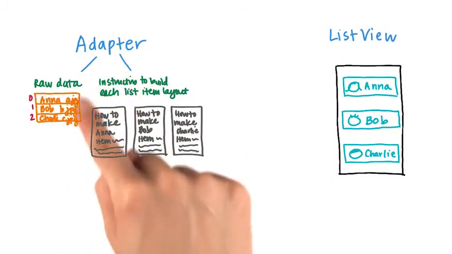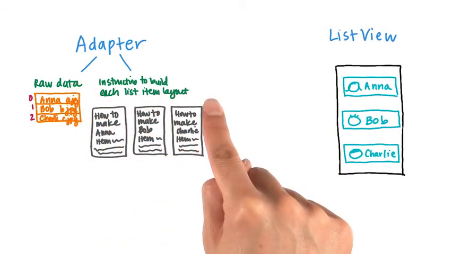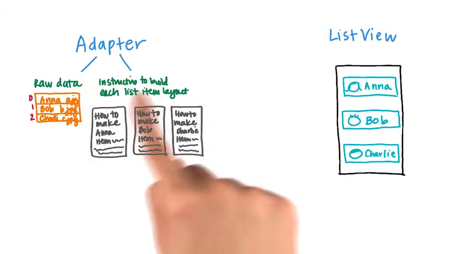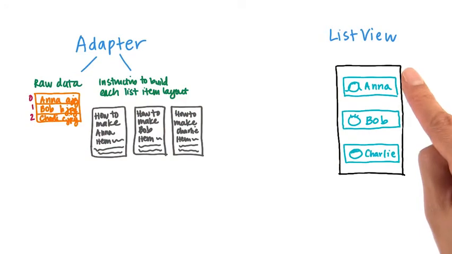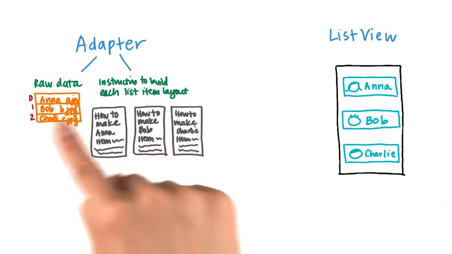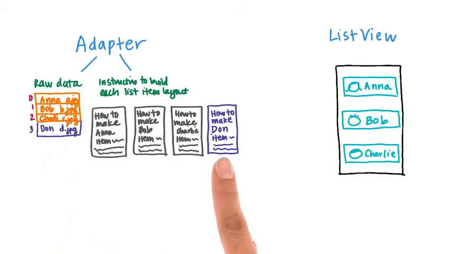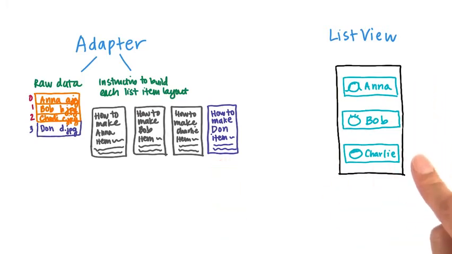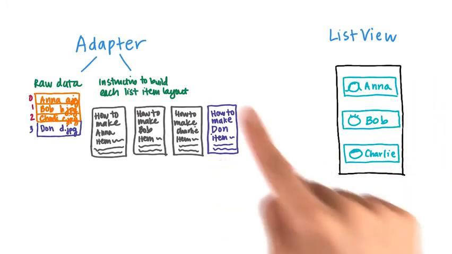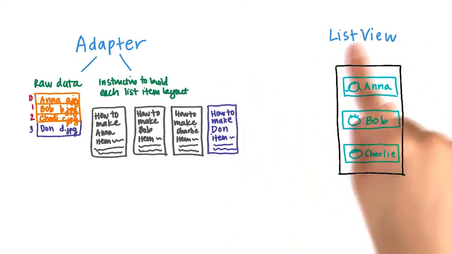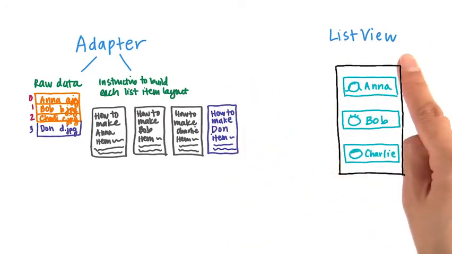The adapter has a reference to the raw data, and it has instructions on how to build each list item layout. These layouts eventually make it into the list view here. But what happens if any of this data changes? Let's say, for example, there's a fourth contact named Dawn. The adapter knows how to create a list item layout for Dawn. But now the list view is outdated because it only has 3 items. Somehow, we need the adapter to notify the list view that things have changed.